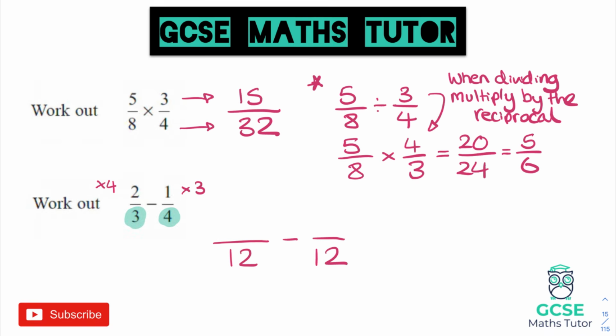When it comes to adding and subtracting, we need a common denominator, so look at what's on the bottom, make sure you make them the same, and whatever you do to the bottom, do to the top. You can then add or subtract as needed.